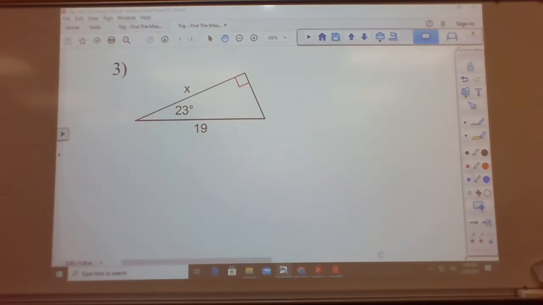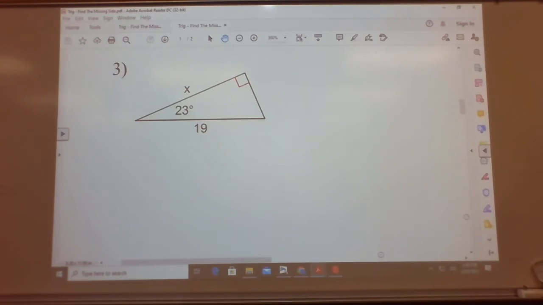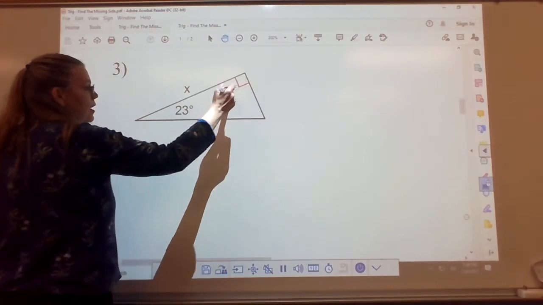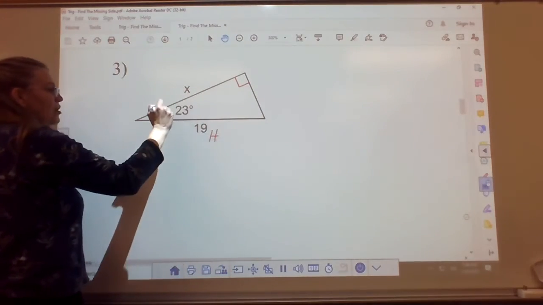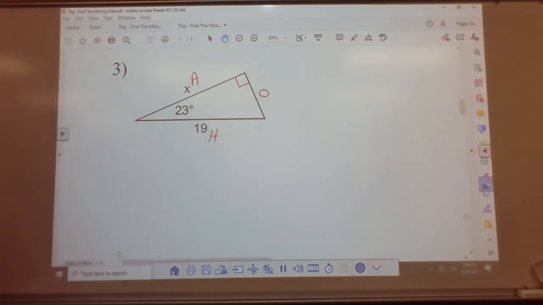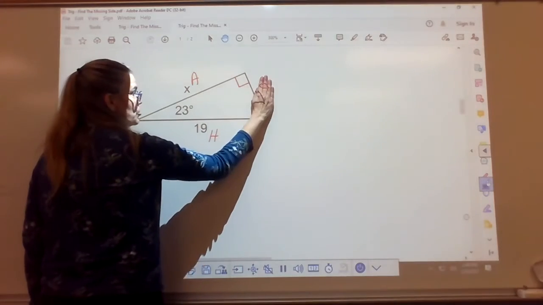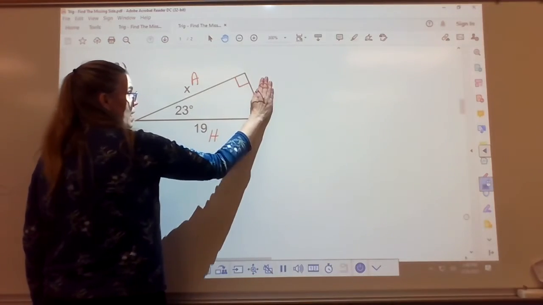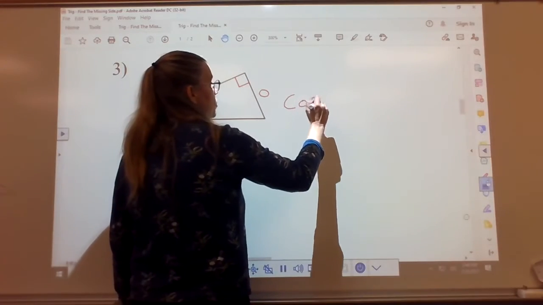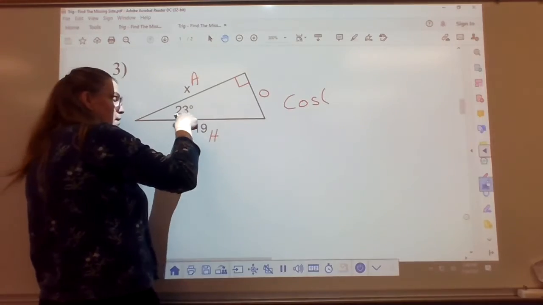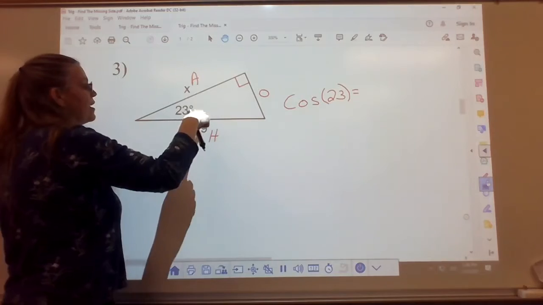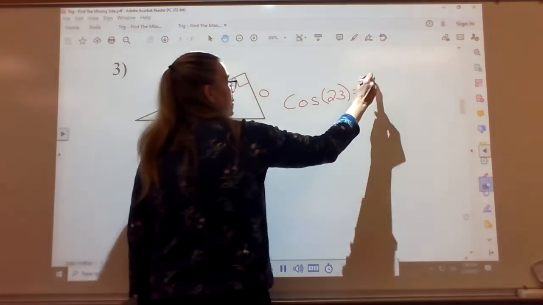Number 3. So number 3, mark your three sides. Here's my 90, hypotenuse. Here's my angle, opposite. So this must be adjacent. This time, I can't use the L because there's nothing there. I can only use an A and an H, which must be cosine. So cosine of the degree, which is 23, equals AH, x over 19.